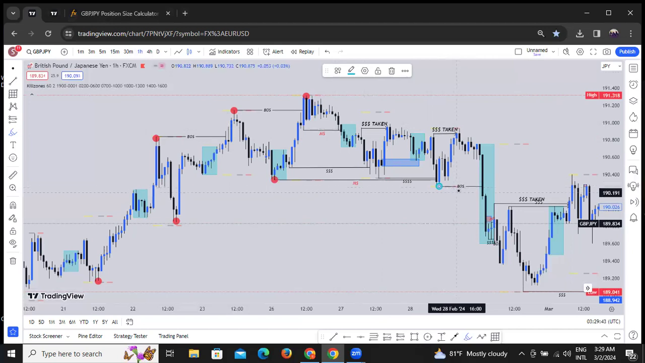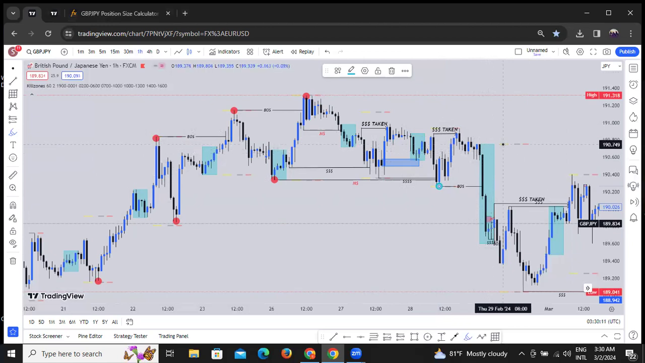So right here, this is a break of structure. We have our market shift here, then a break of structure. And if you can see clearly, this break of structure happened with a very strong one, two, three bearish candle. So it's nice bearish momentum. And this happened in the Asian session on Thursday.